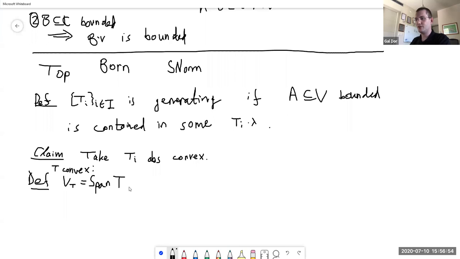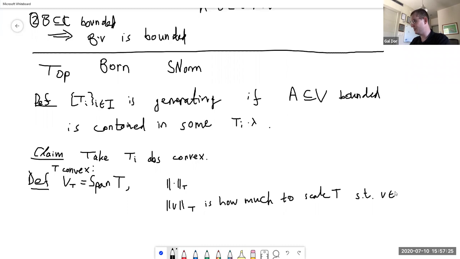And this vector space has a seminorm that I'm going to call absolute value with respect to T, such that basically it tells you how much you have to scale T such that V is in lambda T. That's the smallest scalar you can find that sends V into T. So the convexity of T implies that this satisfies the triangle inequality. So it's a seminorm. And so one way to think about a Bornological vector space is to say that it is given by this increasing family of seminorms. So you have these seminormed vector spaces.